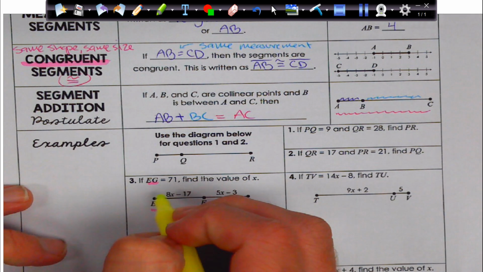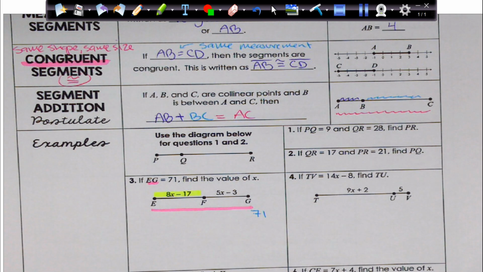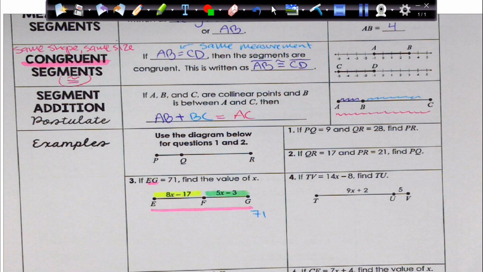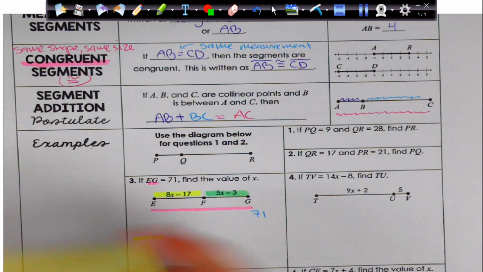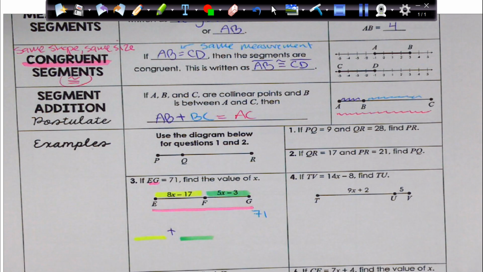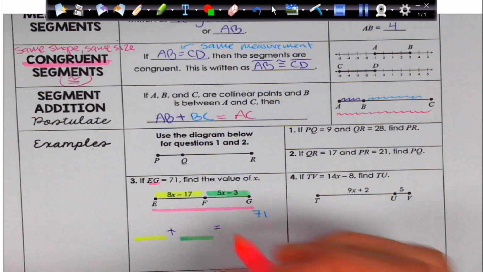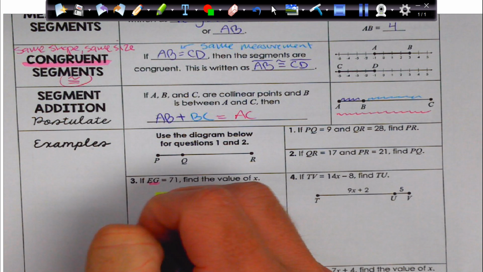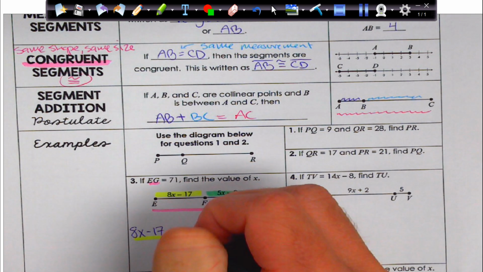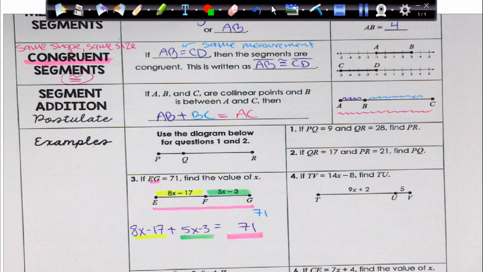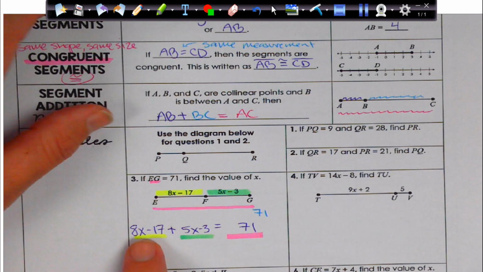If I take this piece right here in yellow, and I take this little piece in green, yellow plus green should add up to the pink segment. Okay, so yellow, plus the green segment, should equal the entire segment in pink. And that's called our segment addition postulate. So we get 8x minus 17 plus 5x minus 3 equals 71. Okay, now we just do some basic algebra here. We're going to combine like terms.